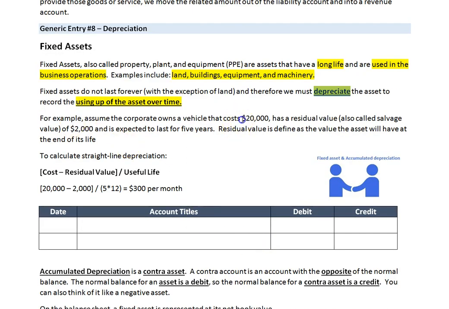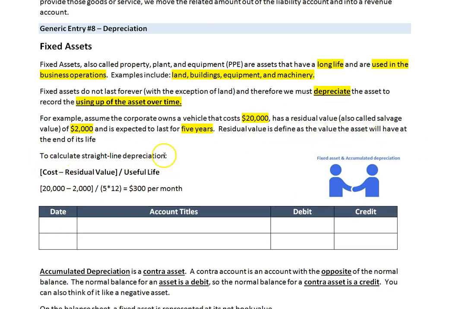All right, so we're going to see an example here. We're going to take a vehicle. It has an initial cost of $20,000. It has a residual or a salvage value of $2,000. That just means at the end of its life, we bet we can sell it to somebody for $2,000. And it's expected to last for 5 years. Residual value is the value the asset will have at the end of its life.